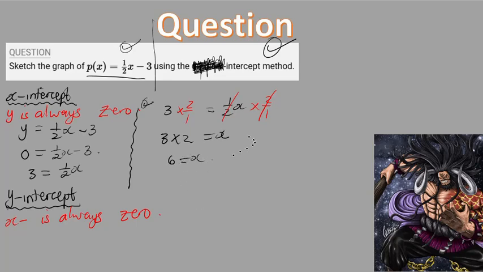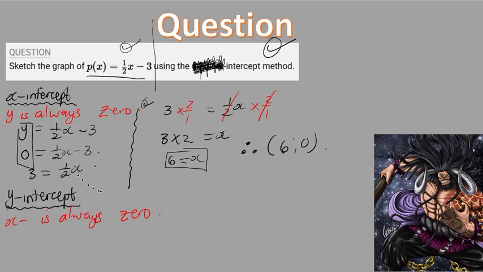So now I have the x value. I have the y value, which means I can now form a coordinate. Therefore, the coordinate of the x-intercept, x is 6 and y is 0. I have a coordinate there. Easy as that. You have to remember that.